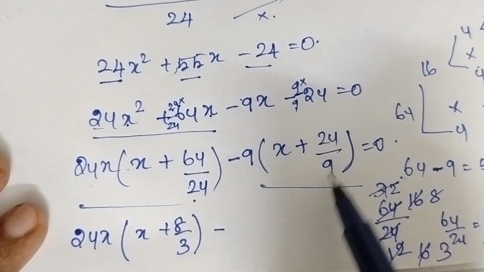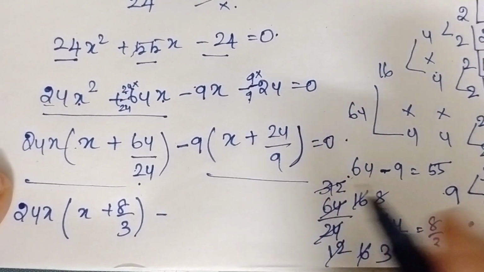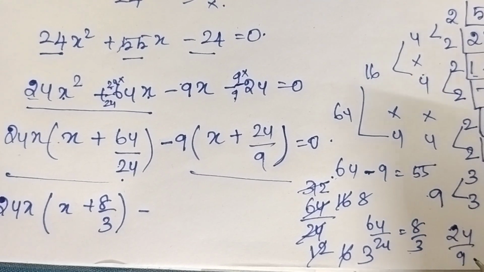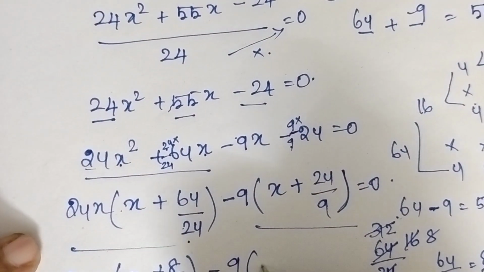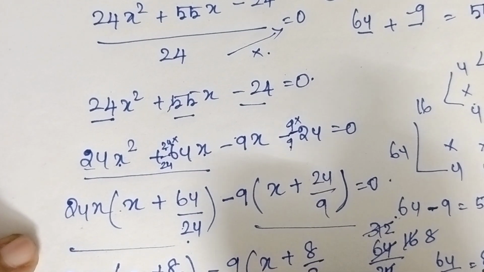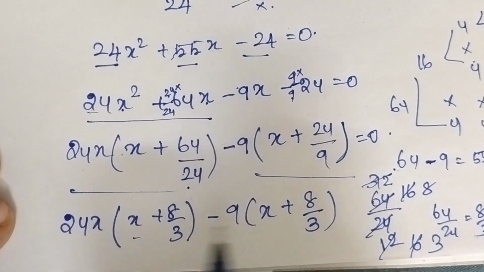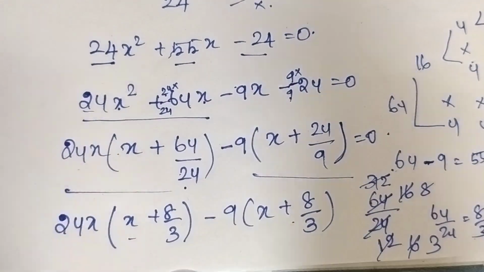Similarly, let's check 24 by 9. For that, I'm going to write 24 divided by 9. Both come in the 3 table. So 3 3s are 9 and 8 3s are 24. So here also we get 8 by 3. So now you can understand why I took the number out. Now if you see here, both the terms have the same term, so now it is easy to take them out.